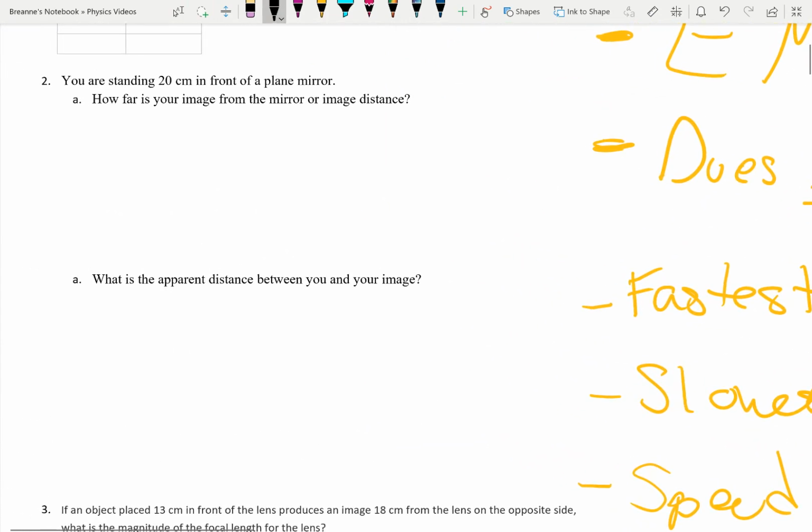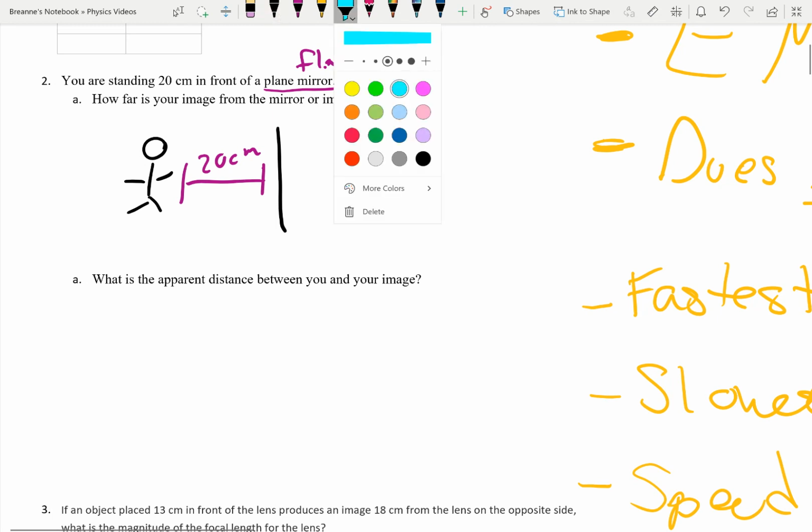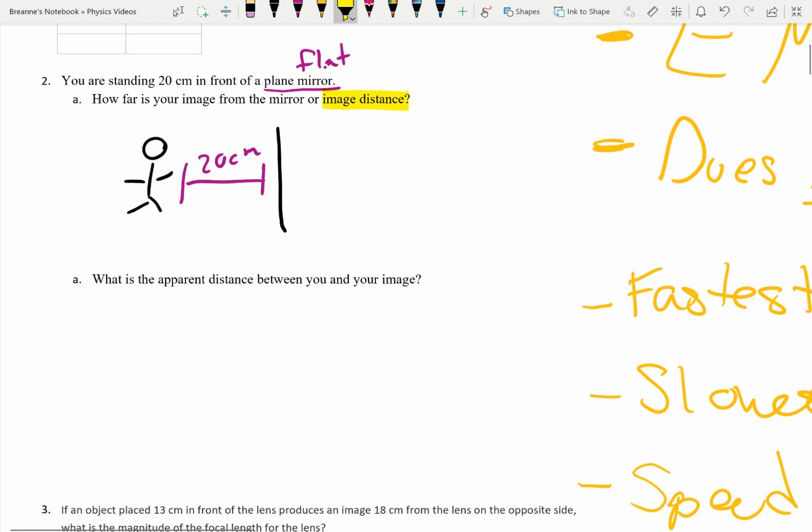You are standing 20 centimeters in front of a plane mirror. If you see plane mirror, think a flat mirror. How far is your image from the mirror, or your image distance? That is something really good to know. Image distance is your DI. This right here is your DO.